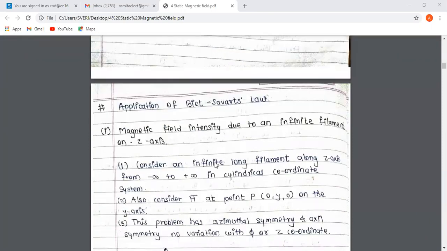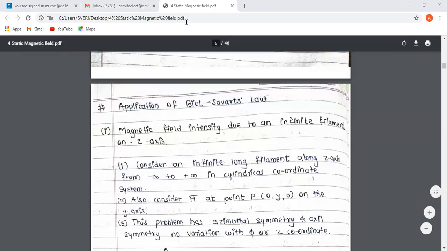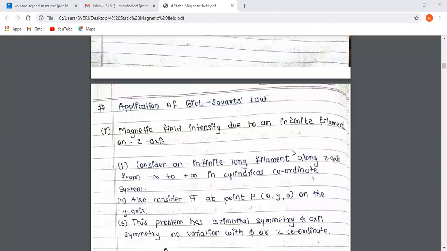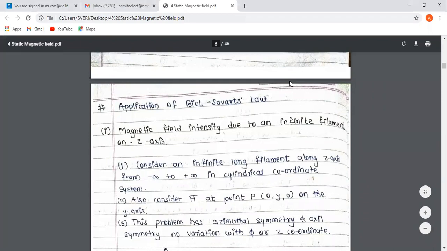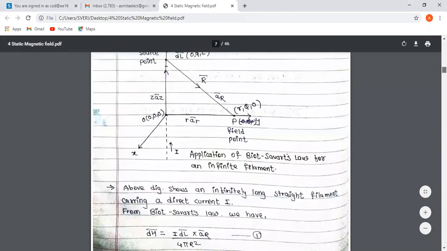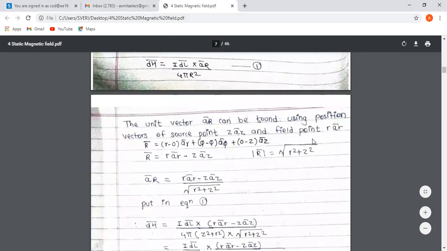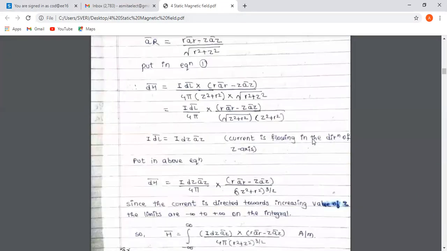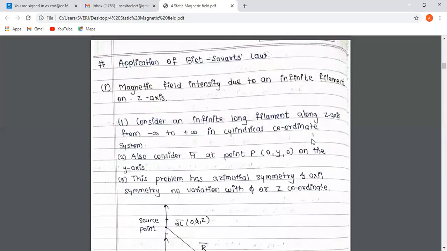So next point is applications of this Biot-Savart law. Okay, so everyone is getting the points? Any doubt? If anyone has any doubt, please ask me. So is there any doubt?